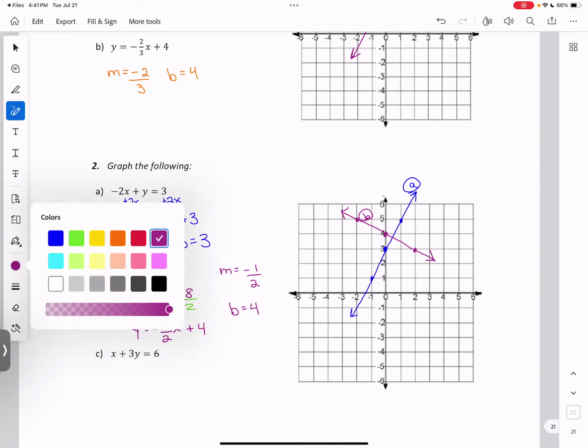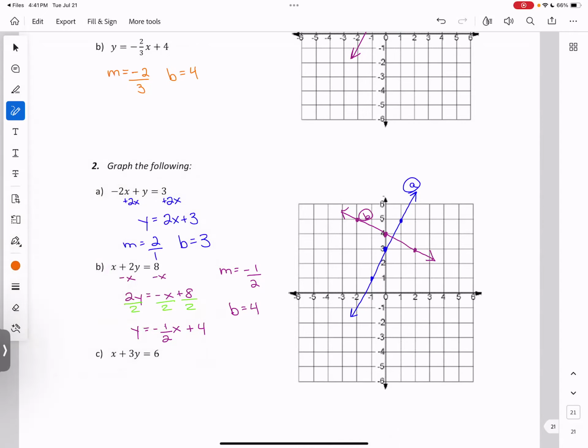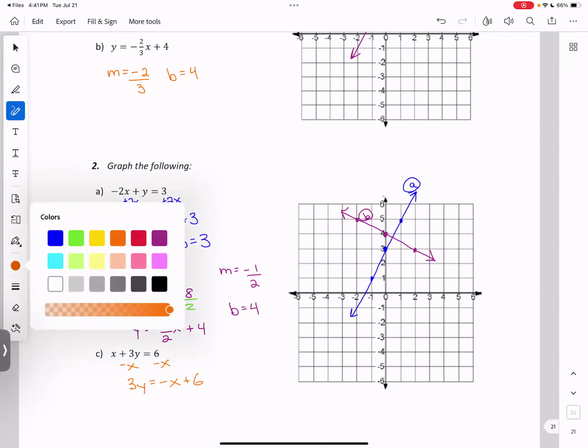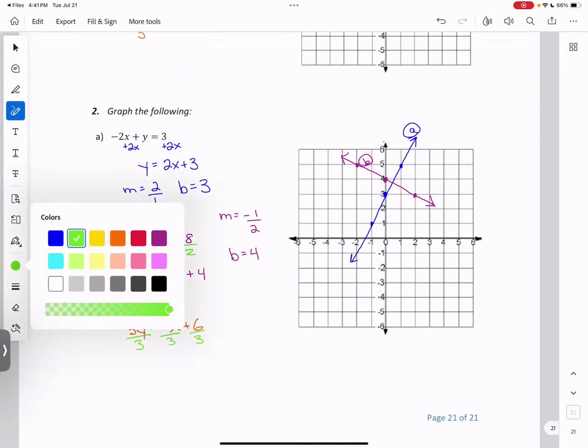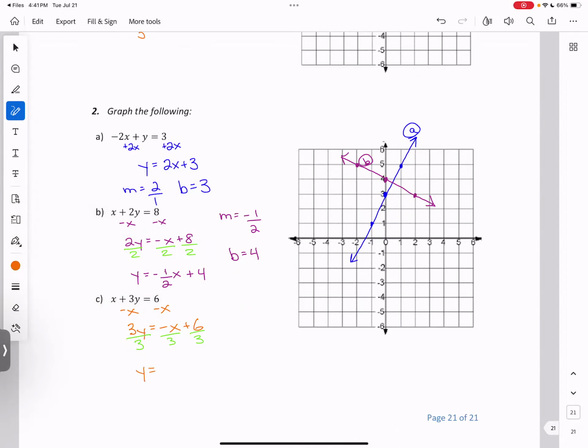Okay, and last one. We'll do orange. Let's subtract x from both sides. So we get 3y equals negative x plus 6. Now we need to divide everything by 3. And we get y equals negative 1 over 3 x plus 2. So our slope here is negative 1 over 3. And our y-intercept is 2.